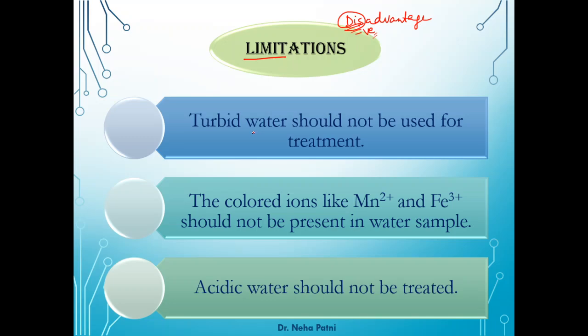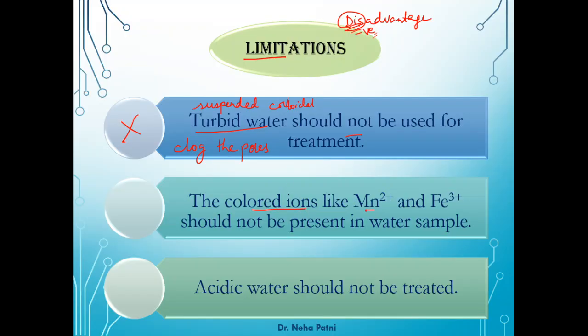Now let's see what are the conditions wherein the zeolite process can stop working. The first is turbid water. Turbid water means the water is having turbidity. So it is having suspended particles, or colloidal particles, present as impurity. If they are present, it should not be used for treatment, definitely, because it is going to clog the pores. So the zeolite pores are going to get clogged because of those impurities, and that is why it will immediately stop working.